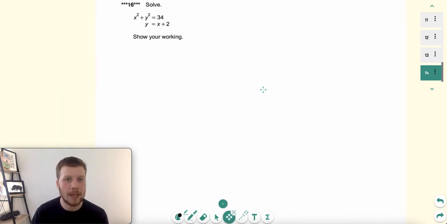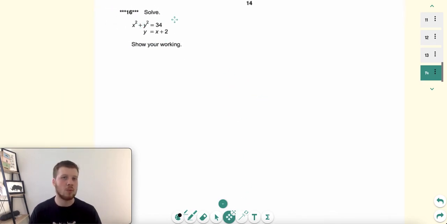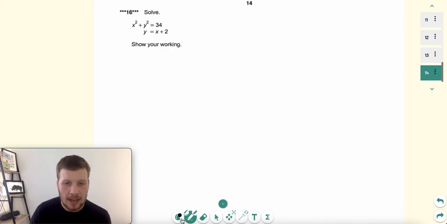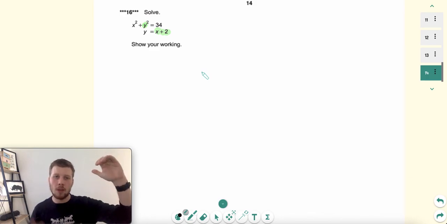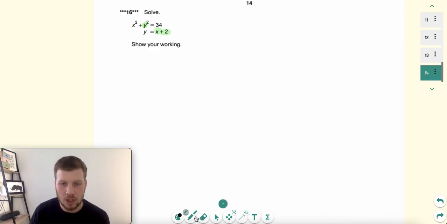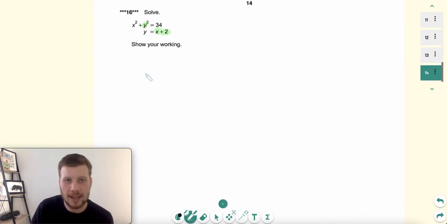The final question on the paper was a circle, x squared plus y squared equals 34, and then an equation of a straight line, which is y is equal to x plus 2. What we should be thinking for this question is that it's going to be very tricky to try and eliminate something, so what we're going to do is substitution. I know that my value of y is equal to x plus 2 in both scenarios, so I can swap this value of y at the top with x plus 2, and that should help me work out some values for x. So I'm going to get x squared plus, well, my value of y is now x plus 2 squared, equals 34.